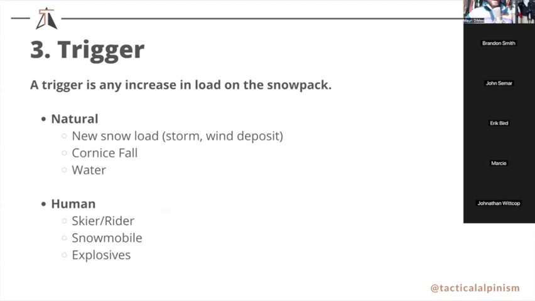The other one that might be a little bit less usual would be water. So if we have a rain event or we just have warming where the temperature all of a sudden gets warmer, that's now increasing the load because the snow is getting more dense and compacting while also lubricating the snow with that water running through, decreasing friction. So water can also increase the load on the snowpack. We then have our human triggers, which can be us, snowmobiles, or explosives. If you go to a resort out west that has a lot of avalanche control, you'll probably hear the explosives going off.